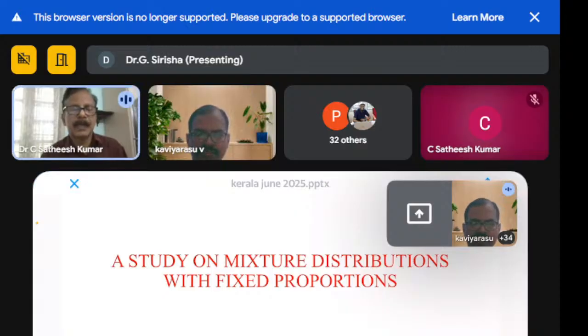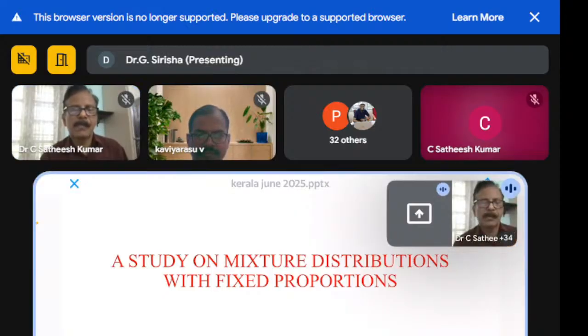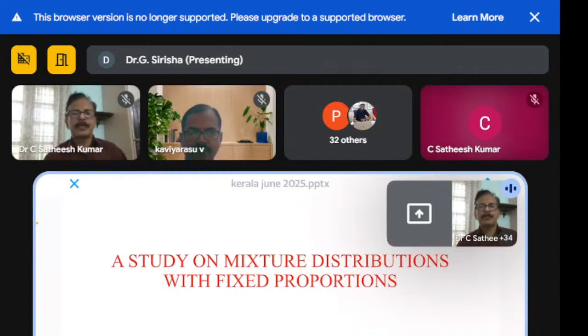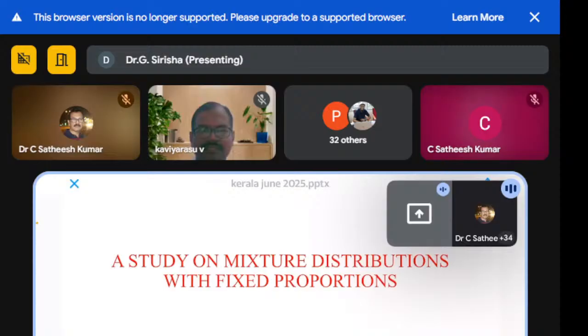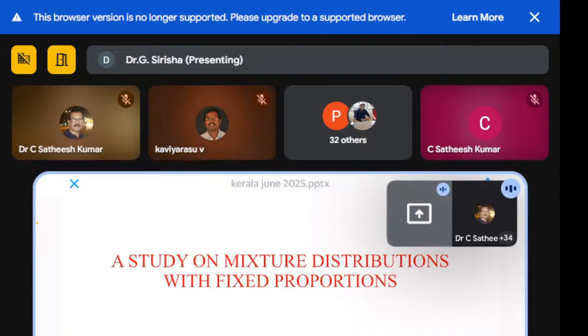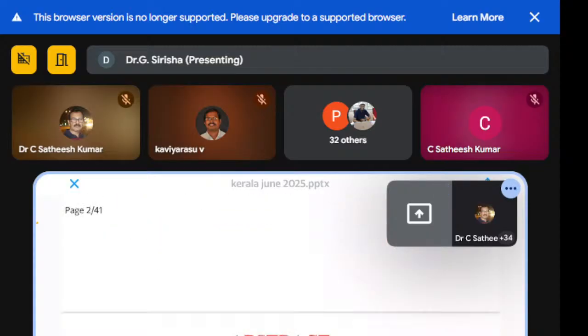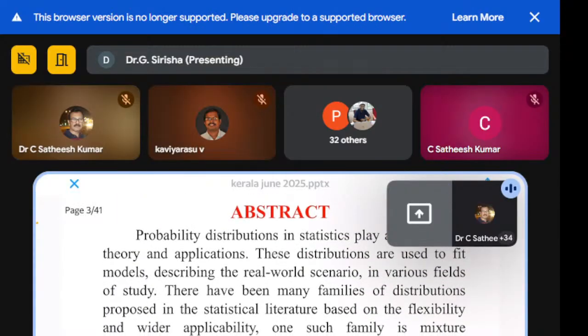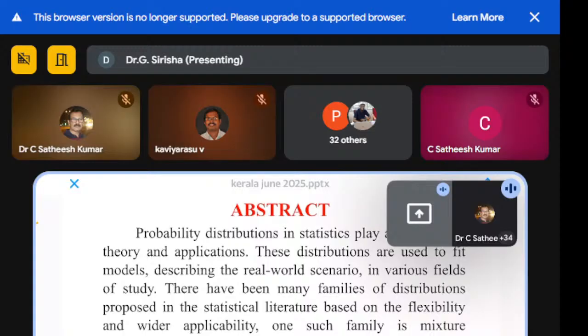Good afternoon, everyone, sir. Sorry for the disturbance. I was unable to share my camera on my system, so now I'm using my mobile. Today my talk is on a study on mixture distributions with fixed proportions. This is my abstract, which says about what Madam has projected just now.